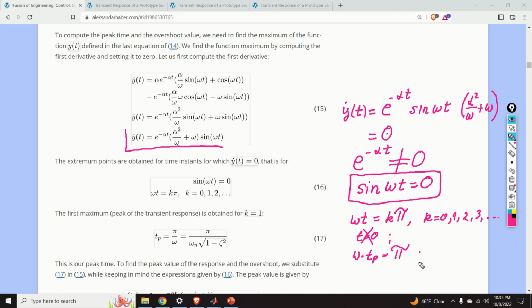And from this equation, we can obtain that Tp is equal to pi over omega. And this will be our maximum over here. So going back and substituting the value for omega in this equation, and omega is equal to omega n multiplying the square root of 1 minus zeta squared, we've obtained the final expression for Tp.